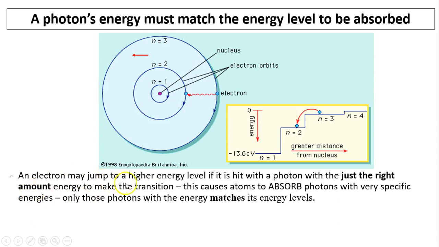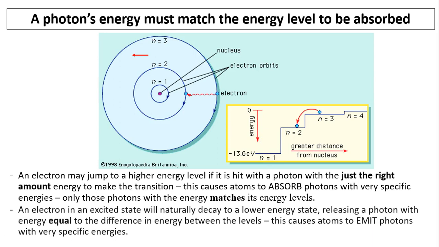An electron may jump to a higher energy level if it is hit with a photon with just the right amount. For example, n equals 1 is negative 13.6, and what is the energy at n equals 2? The energy of the photon has to match exactly the difference between 1 and 2. If it's a little bit more, it's too much and it gets rejected. If it's a little bit less, it gets rejected. Only if it exactly matches is it absorbed. So it has to match.